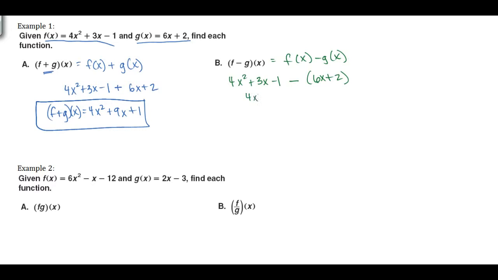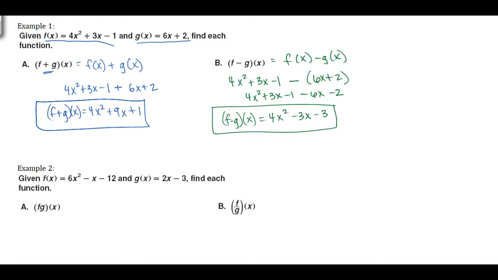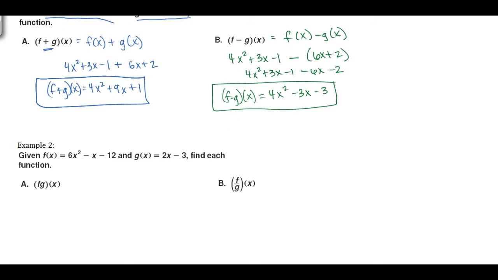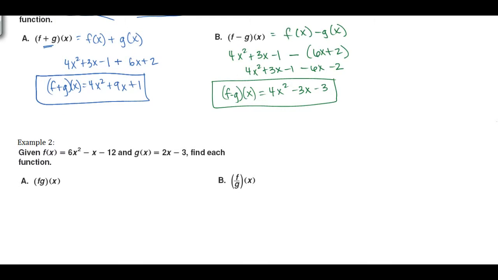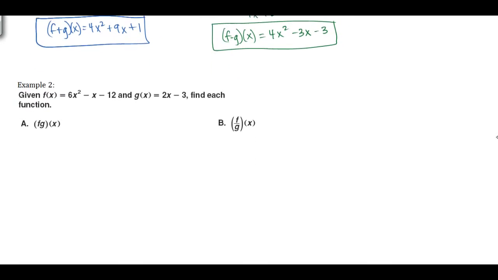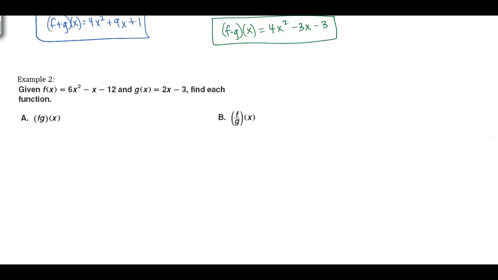Sometimes you know me, I like to distribute that through just so I don't make any goofball mistakes. So minus 6x minus 2 and combine like terms. 4x squared, minus 3x this time, minus 3. And there she is, all done. F minus g of x is that answer. And you have now done some operations with functions, right? You've added two functions together and you've subtracted two functions together. They do get a little grosser, as you'll see in example 2.